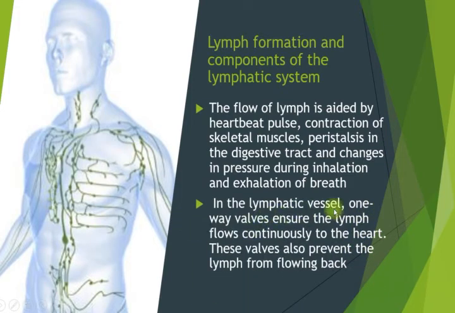In the lymphatic vessel, there is a one-way valve that ensures the lymph flows continuously to the heart. This valve also prevents the lymph from flowing back. So you have to know that in the lymphatic vessel there is a valve, which ensures the lymph flows in one direction and prevents it from flowing back.